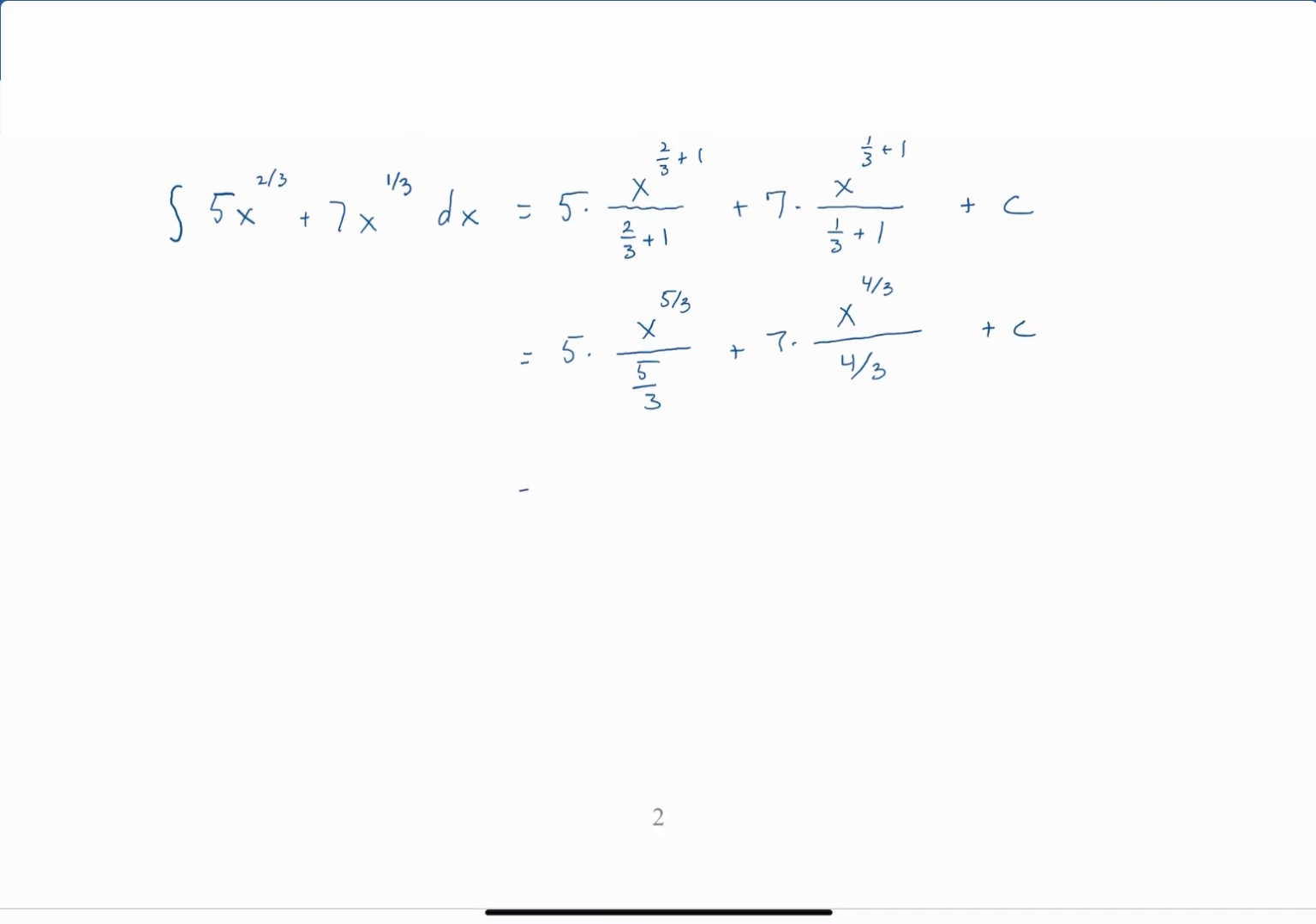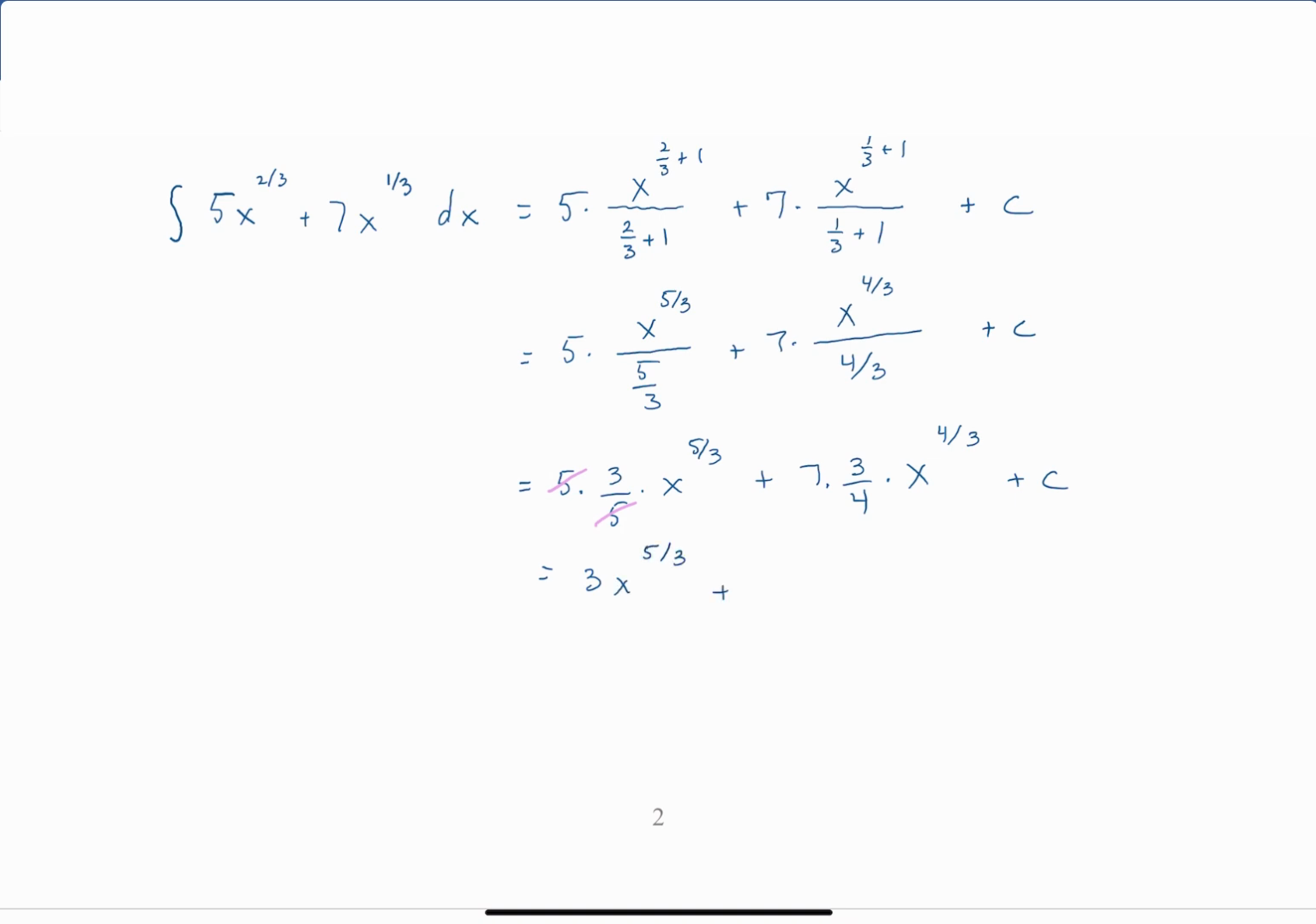Now I need to clean this up, and remember, you divide by a fraction by multiplying by its reciprocal. So dividing by 5/3 is the same thing as multiplying by 3/5. And similarly, in the next term, we have a division by a fraction, which is the same thing as multiplication by the reciprocal of the fraction. So I have 7 times 3/4 times x to the 4/3 plus c. In the first term, the 5's cancel out, leaving me 3x to the 5/3.